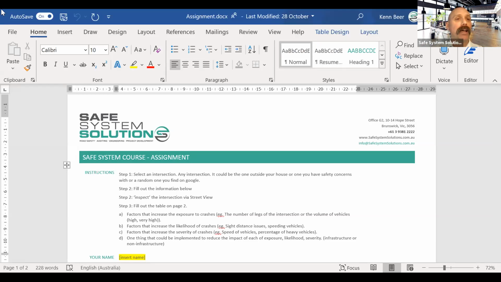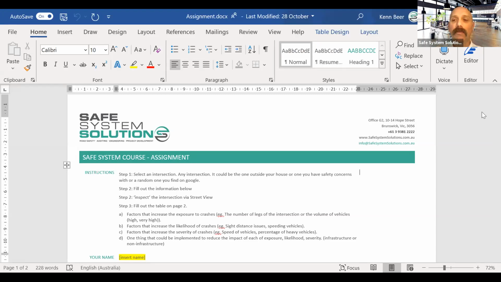And really, I mean, a safe system assessment is just that expanded, you know, with a few other things and some quantification. And yeah, well, there's a bit more to it. But generally, that's a really good platform for undertaking a safe system assessment. So that's your task. It's easy.